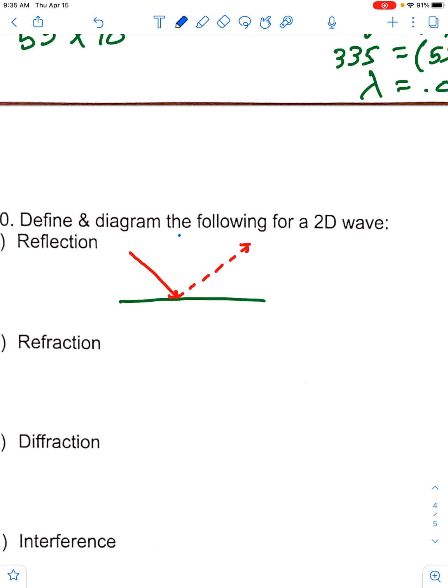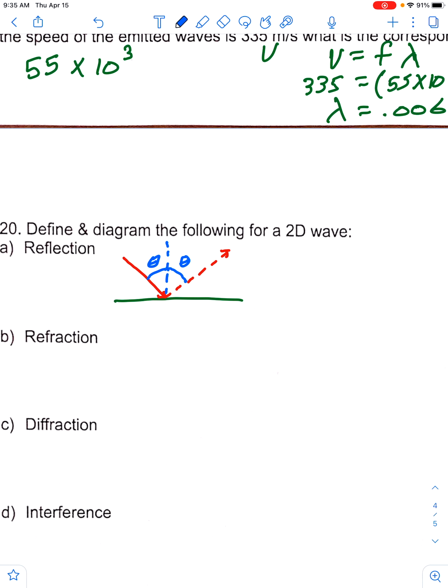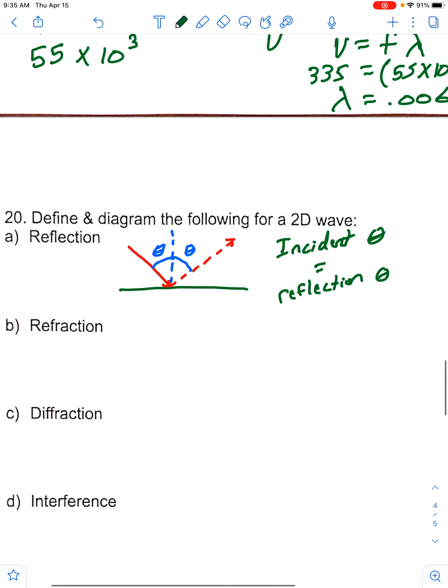So your incidence angle, which is the one you came in with, is going to be the exact same angle as your reflection angle. So I'm going to write that over here: incident angle is equal to your reflection angle. Okay, so not a whole lot new there. A lot of people know what reflection is.